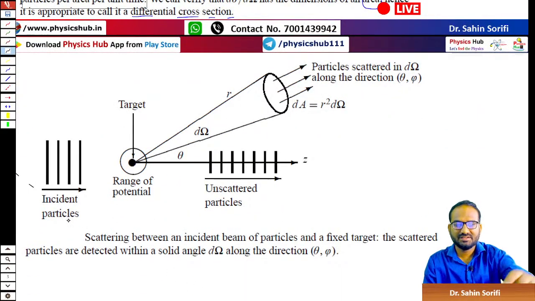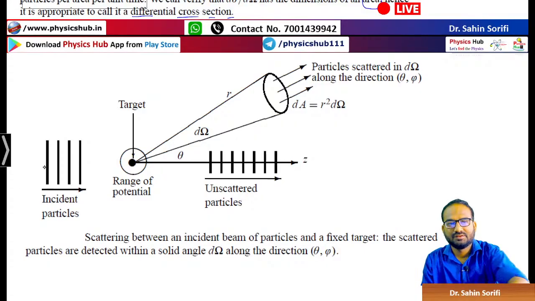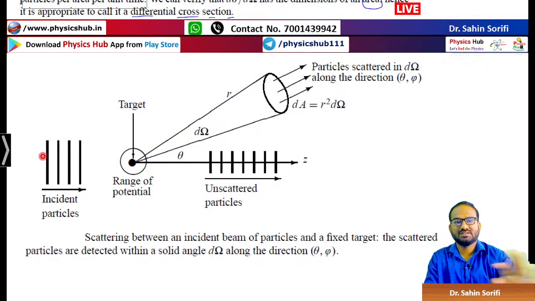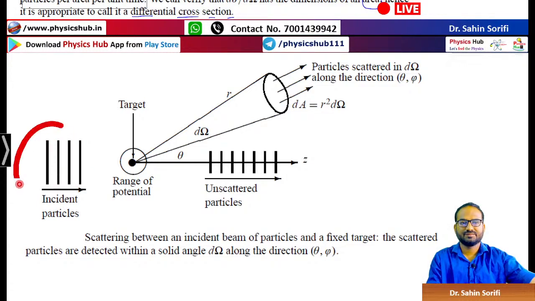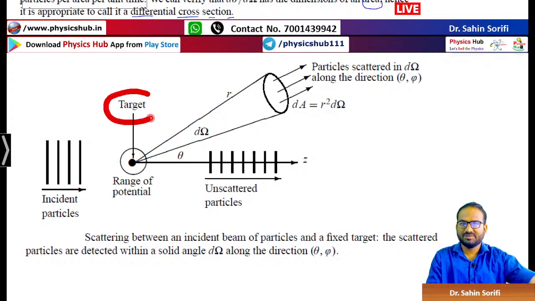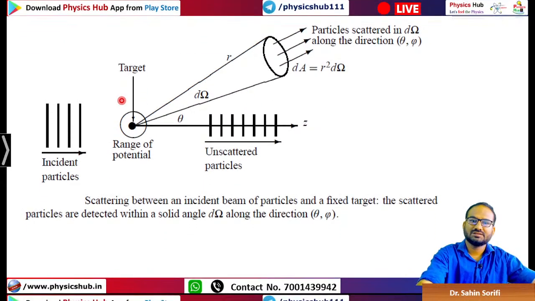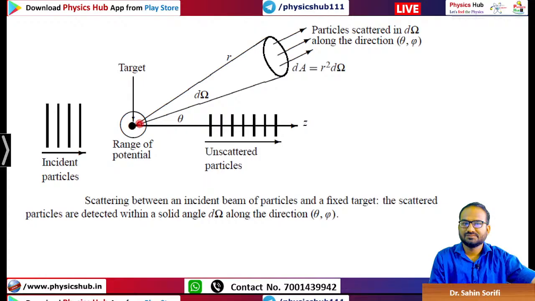Now here you see incident particles. By these simple lines, it is showing that this is a plane wave incident. Now you have a target. Target means some target nucleus, which will have some potential. When the incident plane waves come here, they will interact with this potential. What is seen is that most of the particles go out undeviated, unscattered. You can see the form remains the same, only the amplitude, the length, has been reduced. So these are unscattered particles, and this direction is taken to be the z direction.